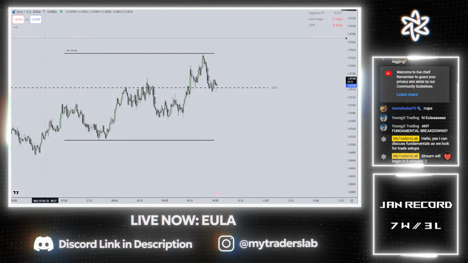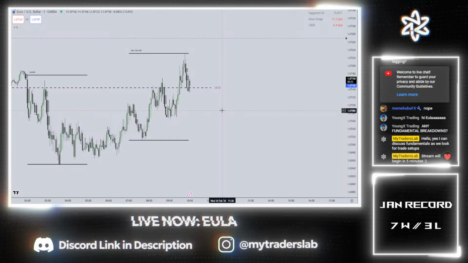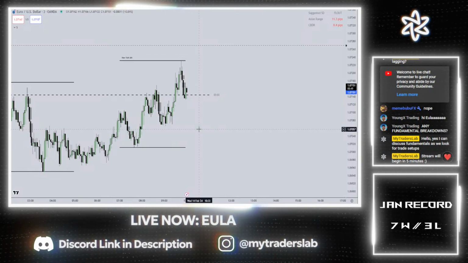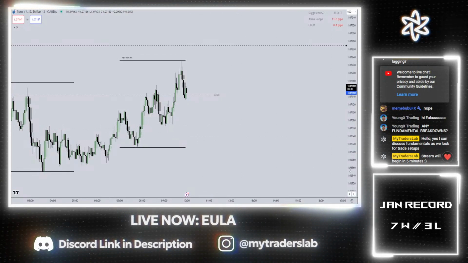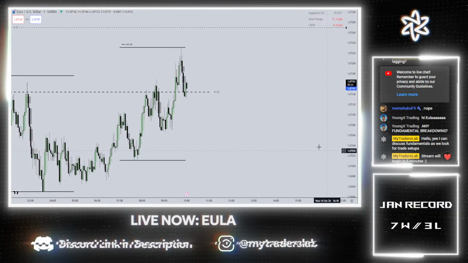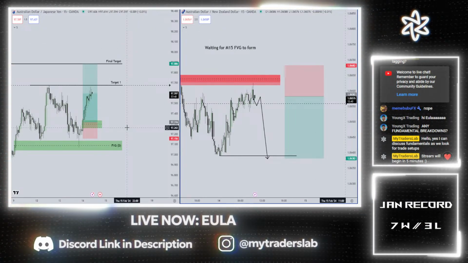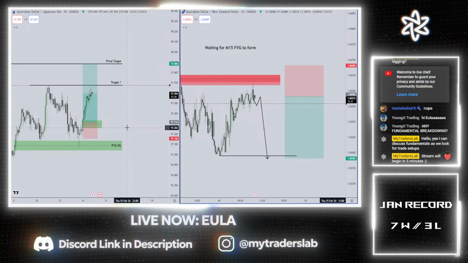I'm honestly not too interested in the Euro USD. And as you guys know, I only play off the inversion fair value gap models here. So we're just gonna wait.